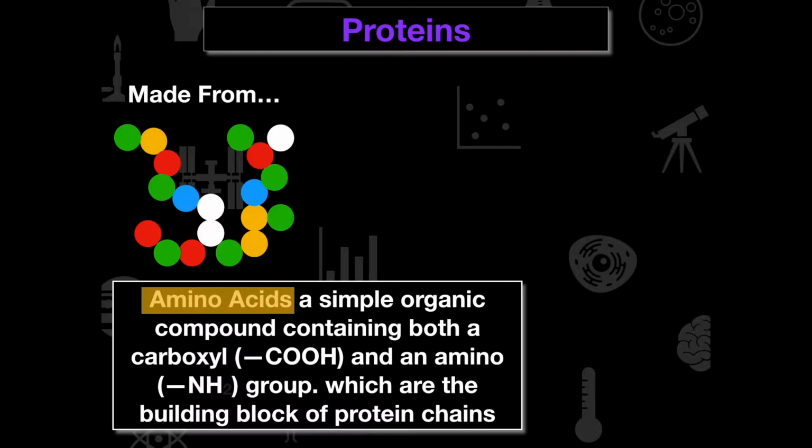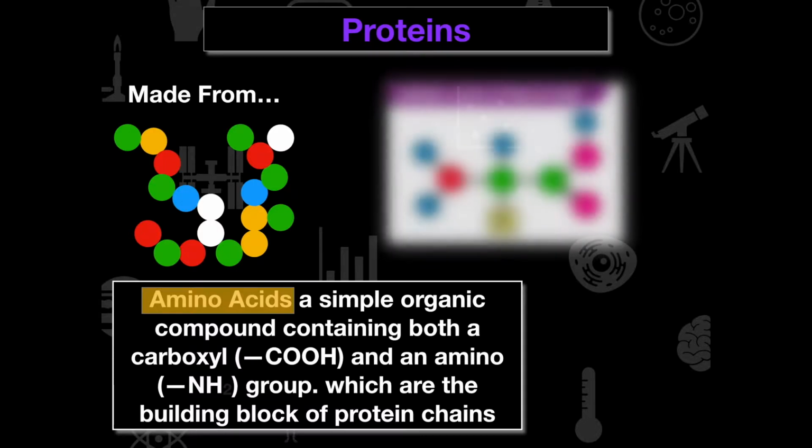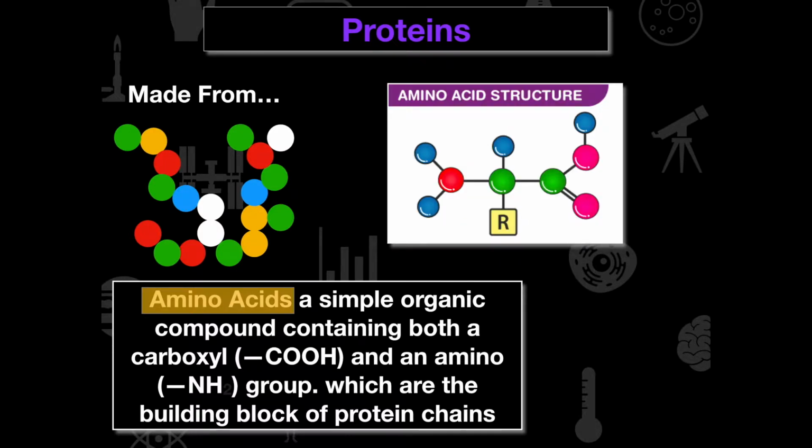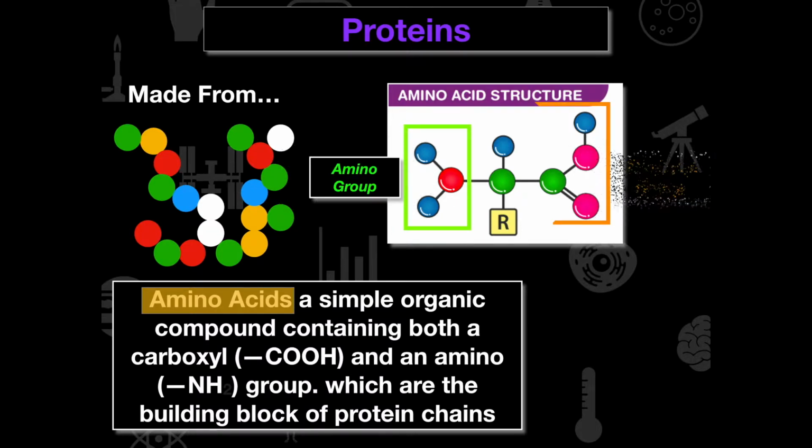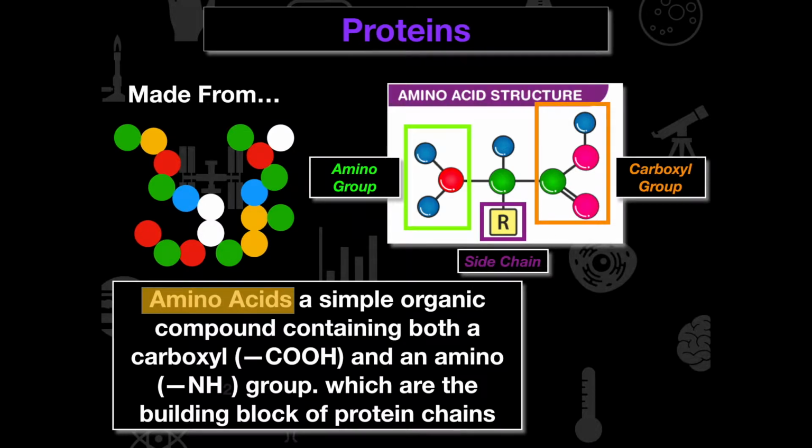And an amino acid is a simple organic compound containing a carboxyl and some sort of amine group, which are really the building blocks of the protein chains. So when I say amino acid, I'm talking about a monomer. Now, if we look at the amino acid structure here, we're going to have our amino group, our carboxyl group, and then our R group, which is our side chain, which is essentially what our amino acid is attached to, whatever other structure.